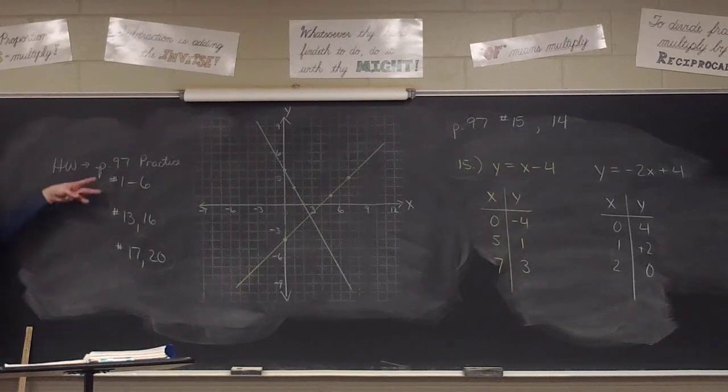So tomorrow I'm checking for 3 Cartesian planes with 1 through 6 on one, 13 and 16 on the other, 17 and 20 on the other. All right, we'll look at all that tomorrow.